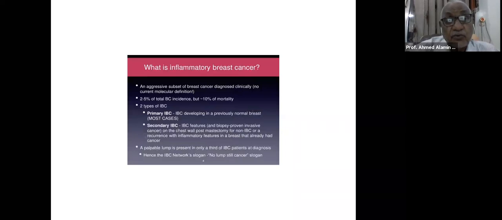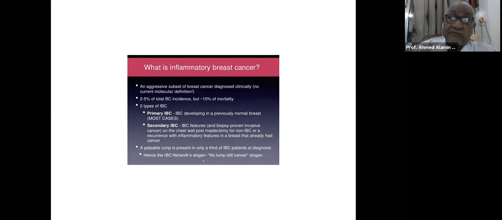It is diagnosed clinically, with no current molecular definition. It accounts for 2 to 5% of total breast cancer incidence, but 10% of the mortality. There are two types of inflammatory breast cancer. Primary, developing in a previously normal breast in most cases. Secondary, with features of inflammatory breast cancer and biopsy-proven invasive cancer on the chest wall after mastectomy for non-inflammatory breast cancer.